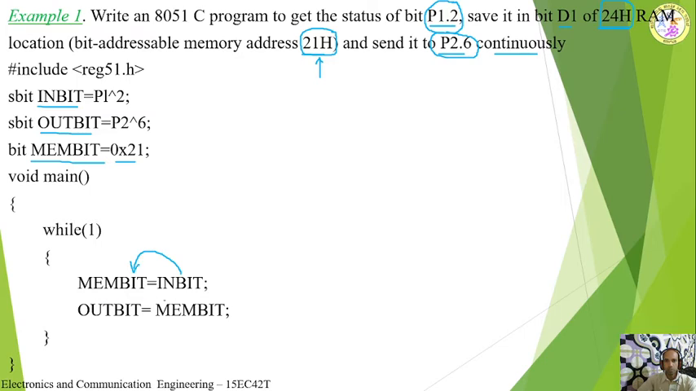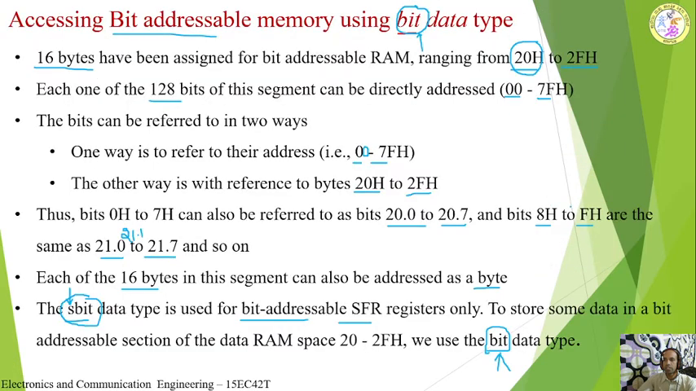We should put it into the memory bit. What is the memory bit? Memory bit is the memory location, that is the bit addressable memory location. 21 bit addressable memory location. So we are having this memory location like this, bit addressable memory. So these are the memory locations of bit addressable.